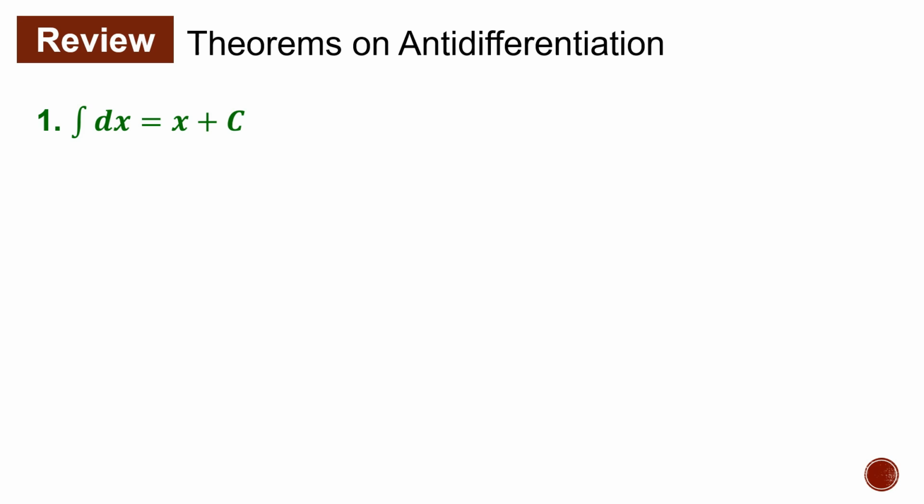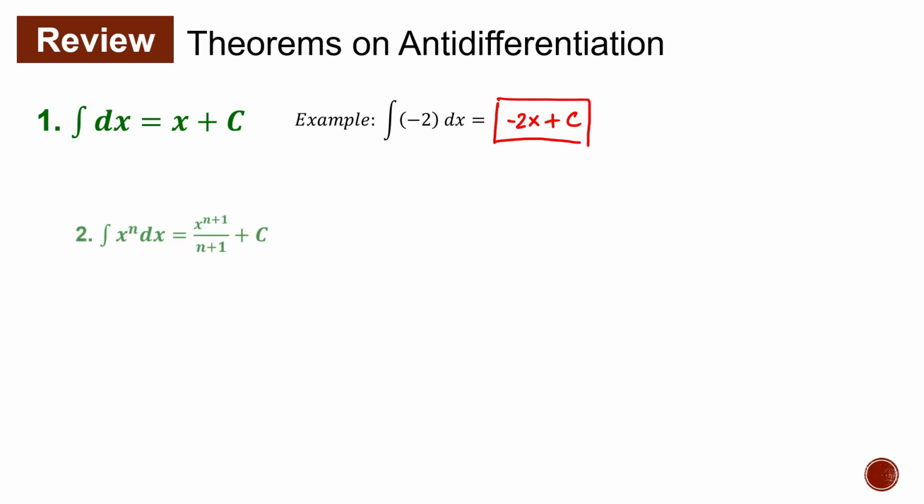So this is the first theorem, the integral of dx equals x plus c. By the way, again, that symbol that you see, we call that the integral symbol. All right. So let's have an example for this one. Integral of negative 2 dx. So this simply is equal to negative 2x plus c. Right.